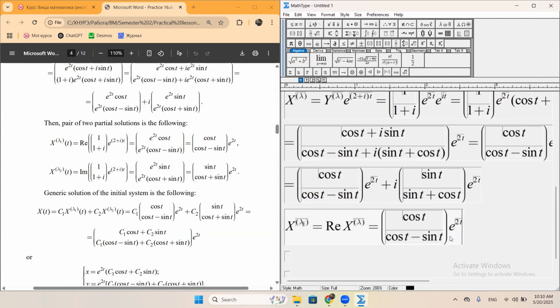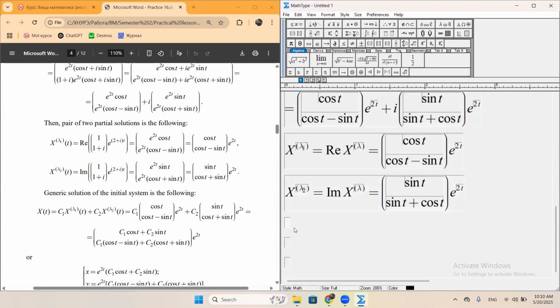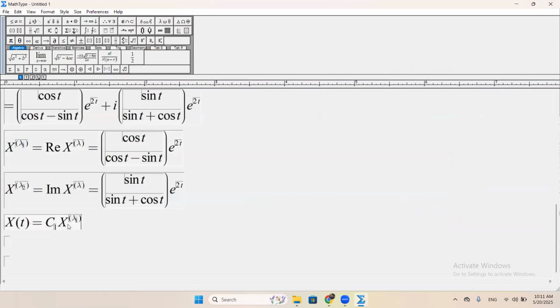Then for x lambda 2, it will be the imaginary part of x lambda. So this part. And again, the generic solution will look like this. So x of t equals c1 times x lambda 1 plus c2 times x lambda 2. And it will be equal to the following.